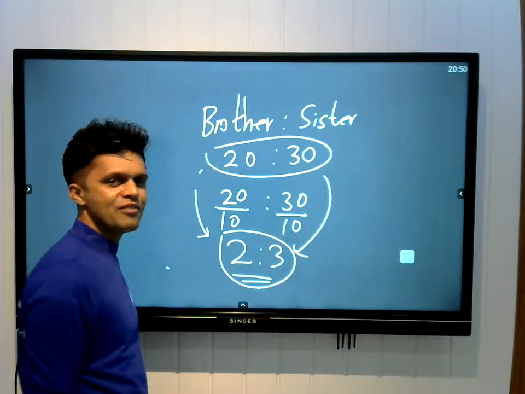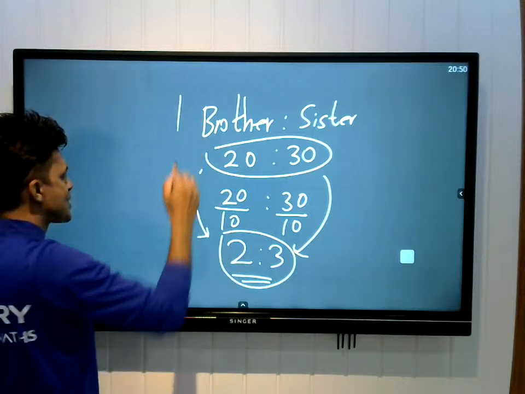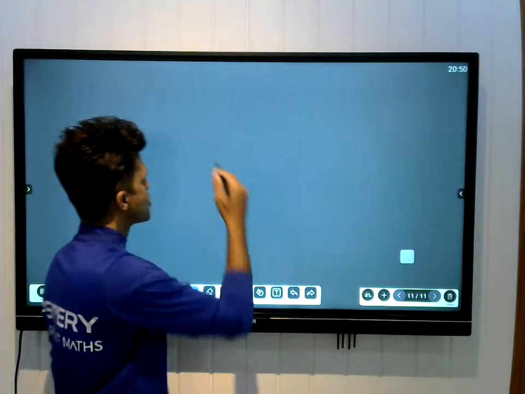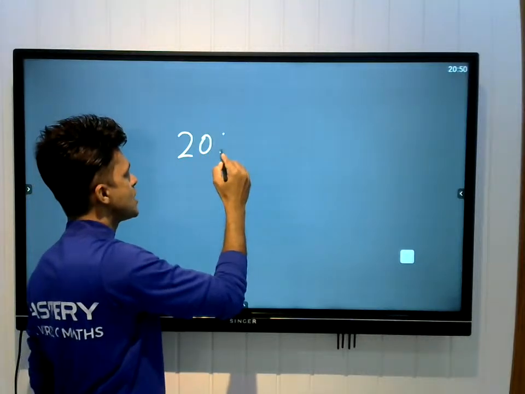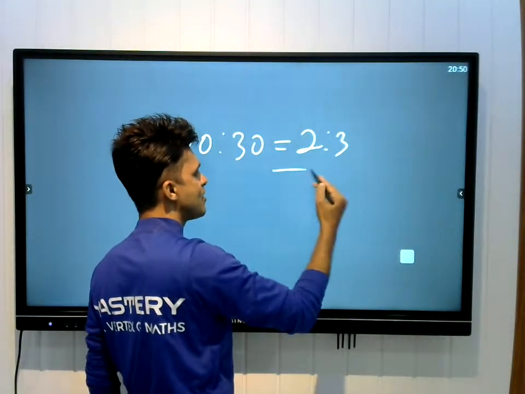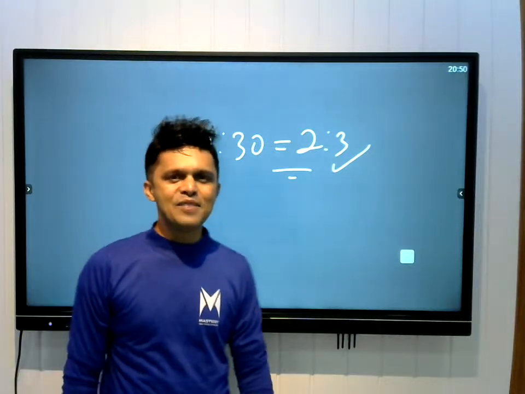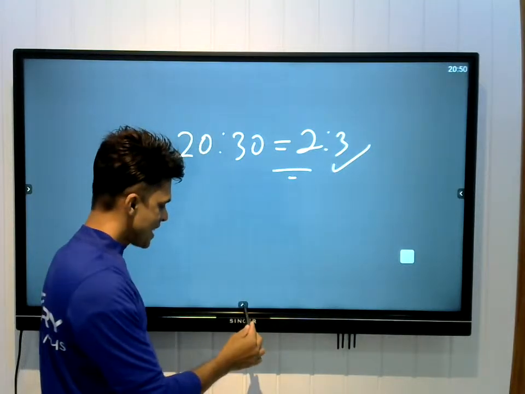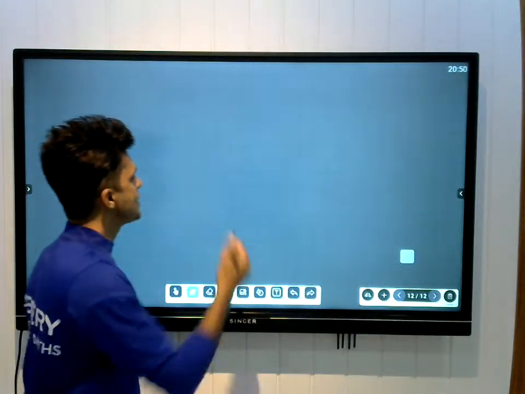Previously, we learned this. 20 to 30 equals 2 to 3. These are equivalent ratios. Previously, we learned, right? So, how can you write these values?